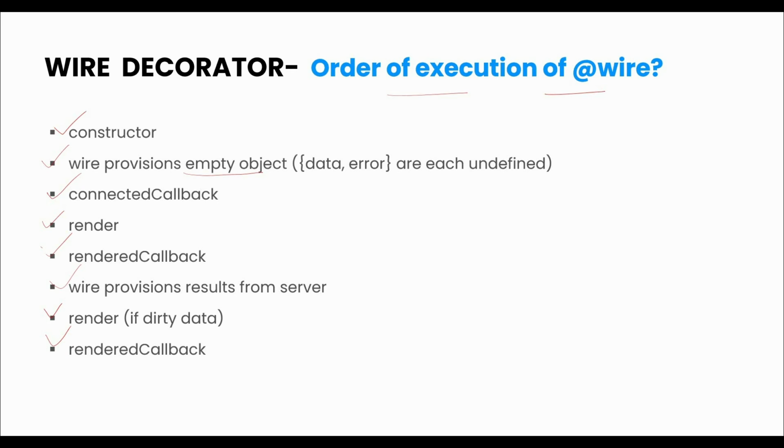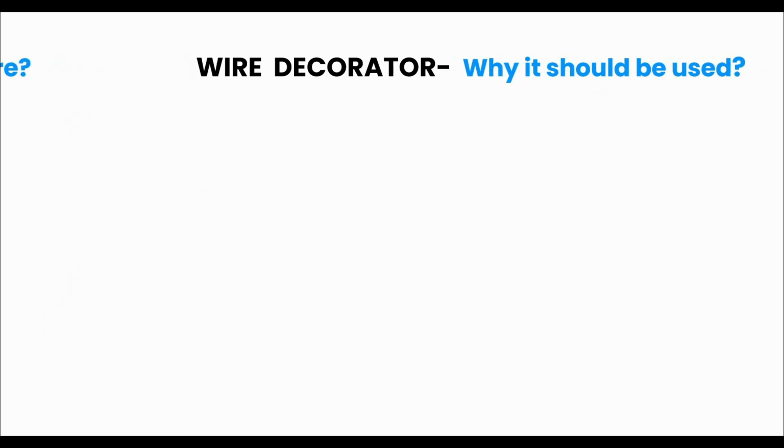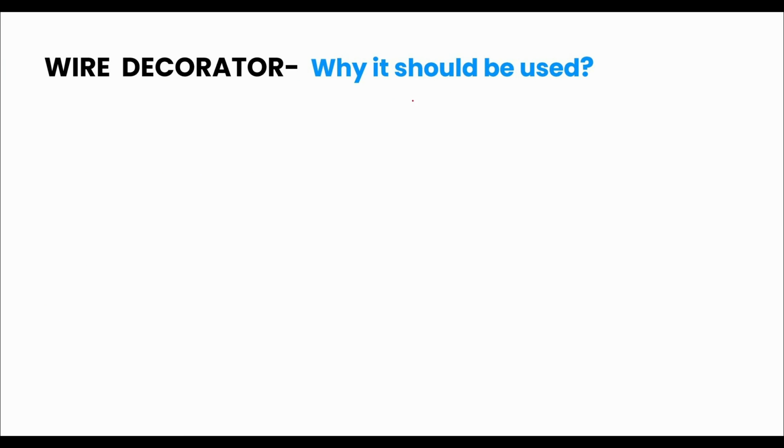Alright, I hope this point is clear to you now. Like we can't call wire decorator externally. Framework will automatically call it on component load and on dynamic parameter value change. Okay, now let's move ahead and see why we should use wire decorator to fetch data.